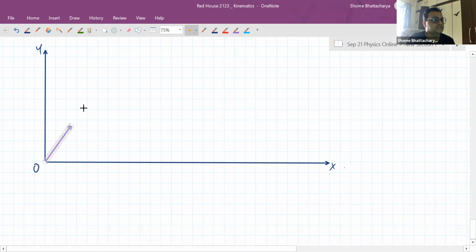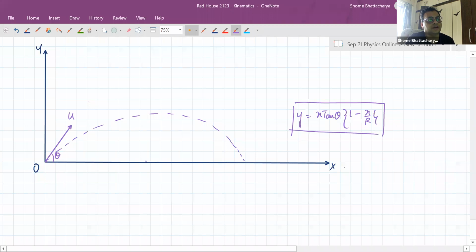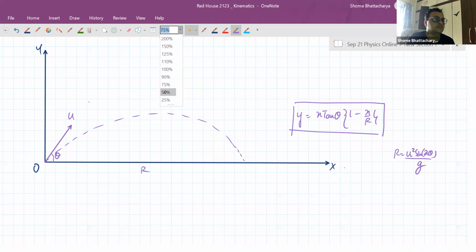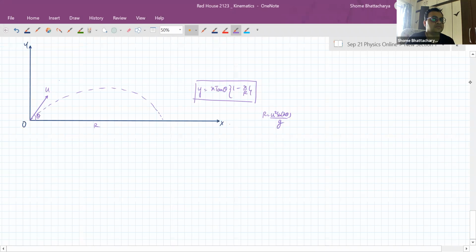So if we project at speed u and at an angle theta, what we've seen is that in the xy plane, the path or the trajectory it follows is given by the equation, in that secondary form, y is equal to x tan theta into 1 minus x by R, where R is this horizontal range. Now this theta is the angle of projection. So we will look at an example or two with the application of this concept also.